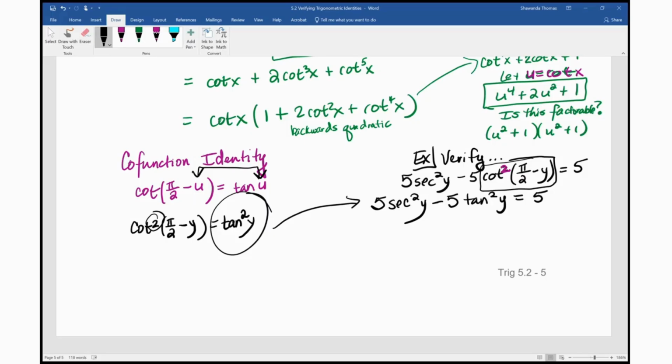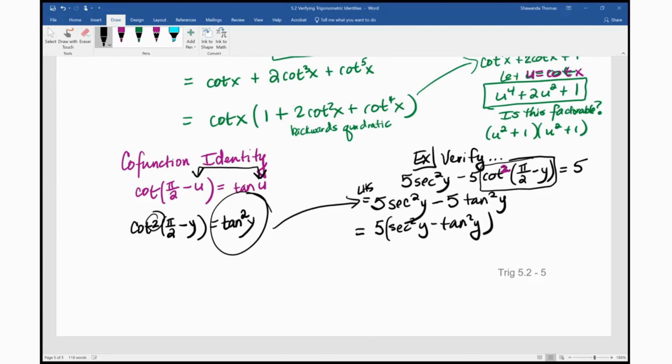What do you think we can do to the left side? Let's just do the left-hand side. What do you think we can do right now with 5 secant squared y minus 5 tangent squared y? Well, at least one thing we can do is factor out the 5, showing up twice. All right, secant squared y minus tan squared y.